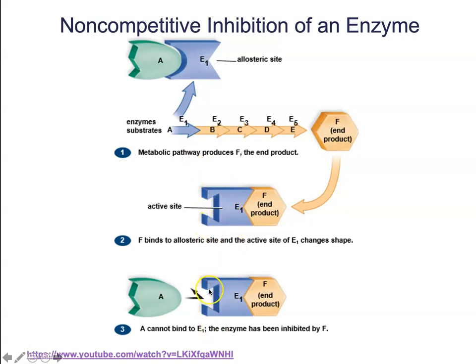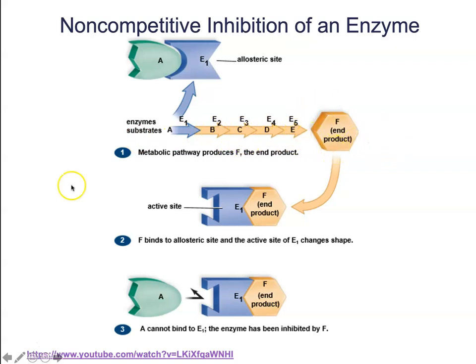And once we've changed that shape, see where we have this sort of harsh triangle shape, enzyme A or substrate A cannot bind. So substrate A cannot bind if the end product, F, is bound to the allosteric site. Now this is one way that we help regulate metabolic processes in the body, because the whole point of substrate A binding to enzyme 1 was so we could make B, so we could make C, so we could make D, so we could make E, so we could make F.